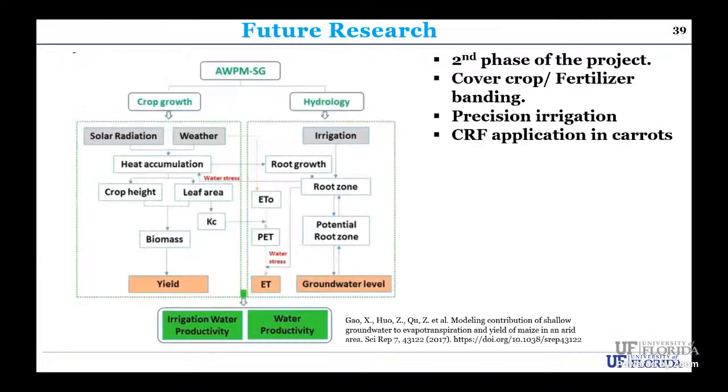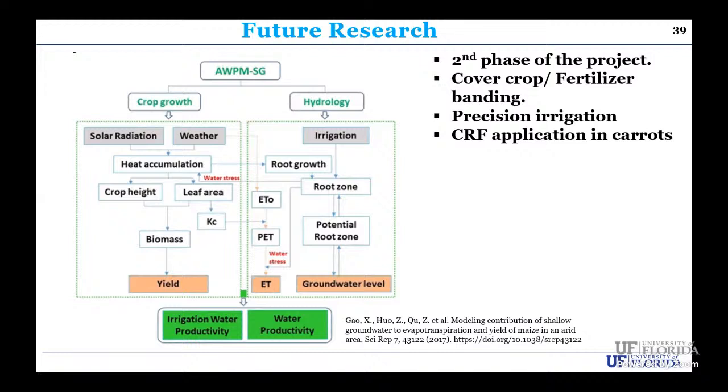Okay. Here, what we are doing, we are in the second phase of the project. We are implementing cover crop, fertilizer banding, precision irrigation, and controlled release fertilizer. Controlled release fertilizers are special fertilizers that have a release of fertilizer that matches well with the crop growth. So it is coated with a material. So with fluctuation in temperature and moisture, it releases nitrogen slowly throughout the growing season. So we are testing that as well.